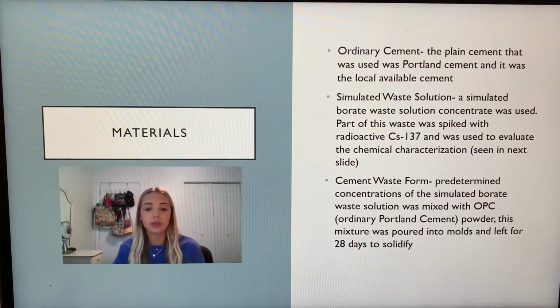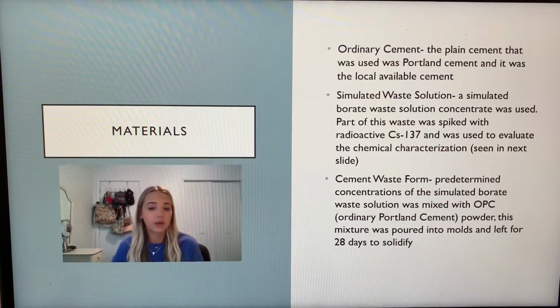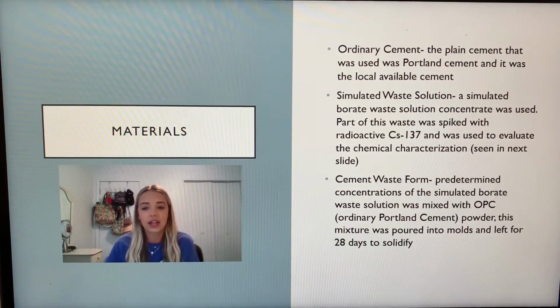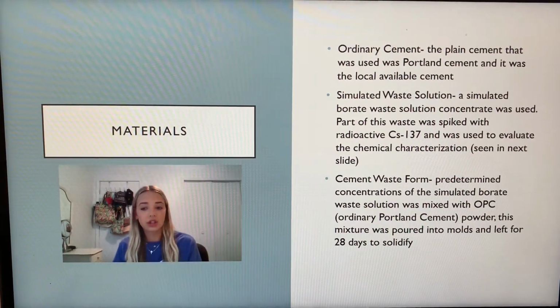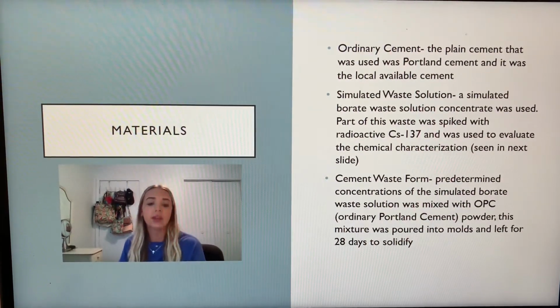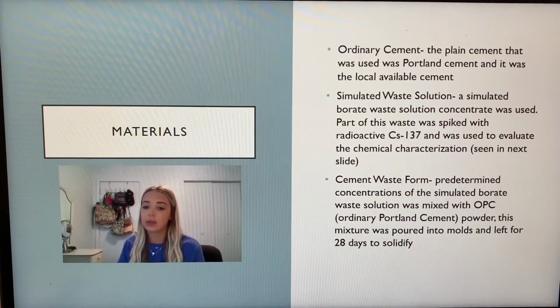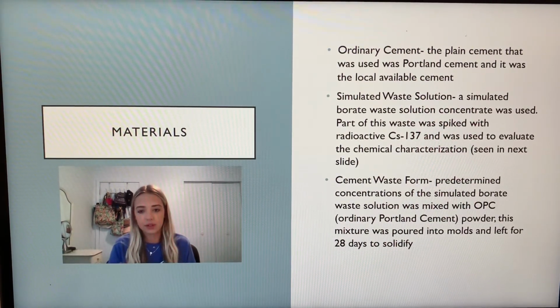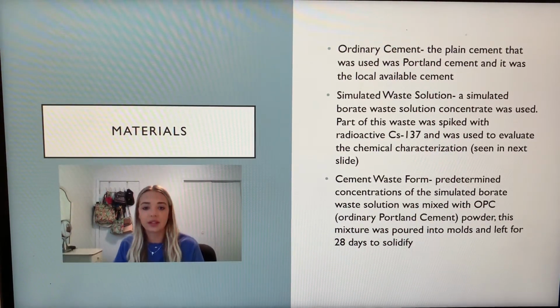Part of this waste was spiked with radioactive CS-137 and was used to evaluate the chemical characterization, as you'll see in the next slide. And then third was cement waste form, which was predetermined concentrations of the simulated borate waste solution that was mixed with OPC, which is ordinary Portland cement powder, which was the first original cement. This mixture was poured into the molds and left for 28 days to solidify.